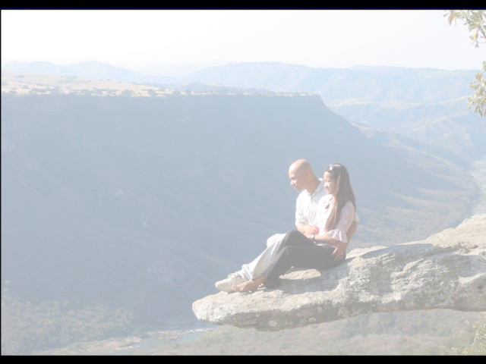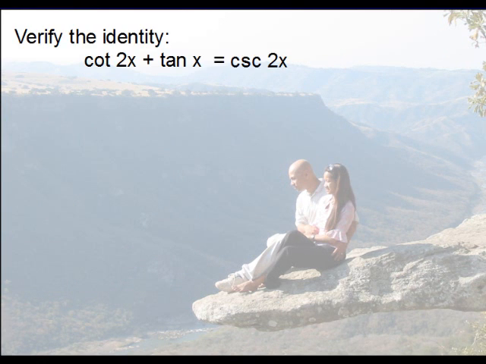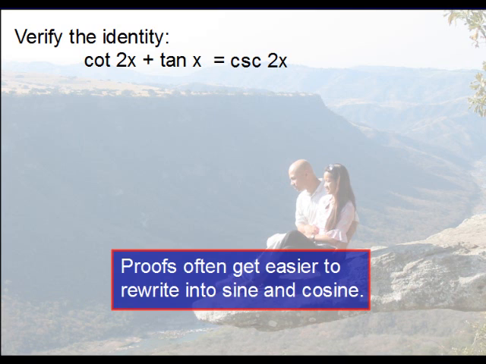Okay, let's do a proof involving double angles. Let's verify that the cotan of 2x plus tan x is equal to the cosecant of 2x. Recall that proofs get easier when you rewrite them in terms of sine and cosine. So let's go ahead and do that right now.